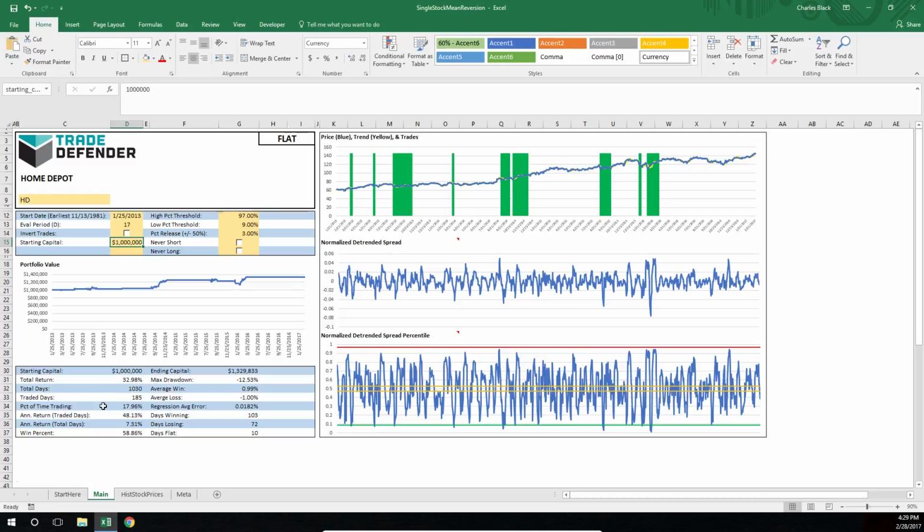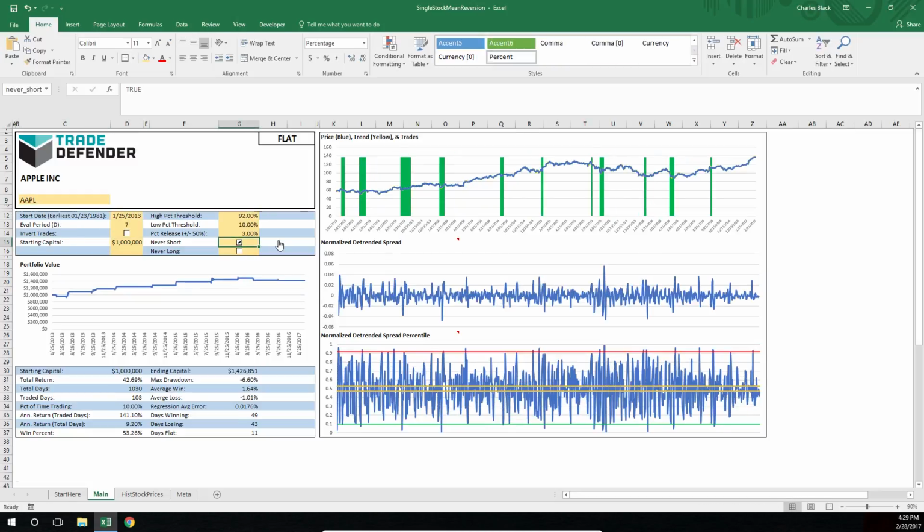Here are some other setups that I've thrown together. For Apple, you can see that based on these trading rules, we only trade 10% of the time, but we achieve a 42% return. And now on a traded days basis, that's a 141% annualized return. And even on a total days basis, that's over 9%. Now we're only winning a little bit more than half of the time, but when we do, it's much greater than we lose on the days that we do. On top of that, our maximum drawdown was only 6%.